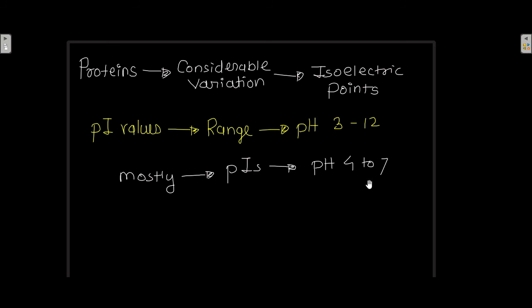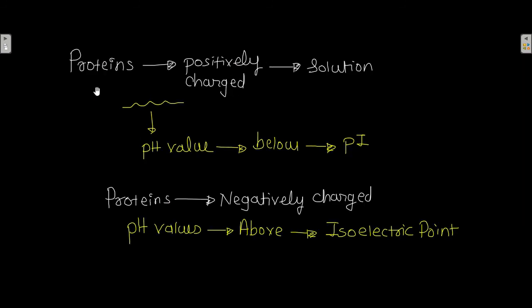So, proteins will be positively charged in a solution if the pH of that solution is below the isoelectric point of that particular protein. And the protein will be negatively charged in a solution if the pH of that solution is above the isoelectric point of that protein. Okay, so if the pH is below the isoelectric point, then the protein will be positively charged, and if the pH is above the isoelectric point, then the protein will be negatively charged.